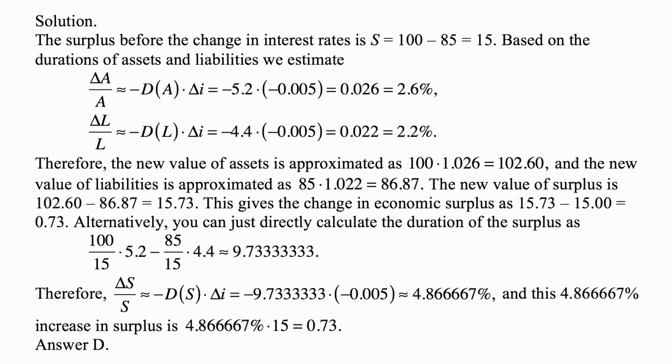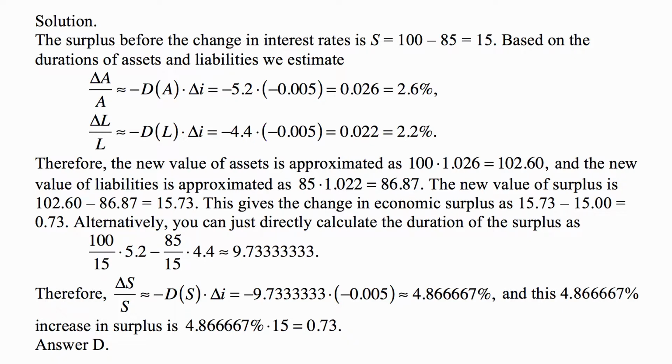And here's the solution. The surplus before the change in interest rates is S equal to 100 minus 85, and that's 15. Based on the durations of assets and liabilities, we estimate that the change in assets divided by the assets is minus the duration of assets times the change in interest rate. We plug in the numbers, that comes out to be exactly 2.6%. And for liabilities, it's minus the duration of liabilities times change in interest rate, and that turns out to be exactly 2.2%.